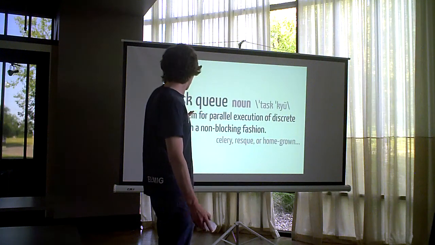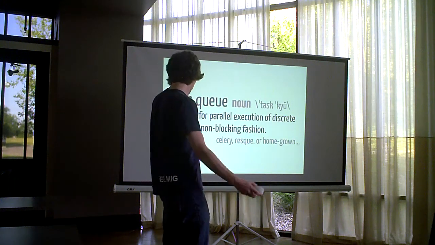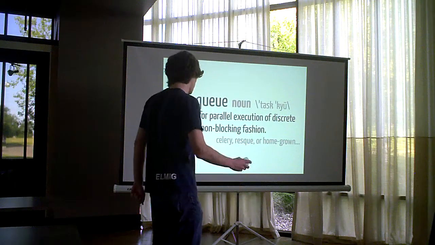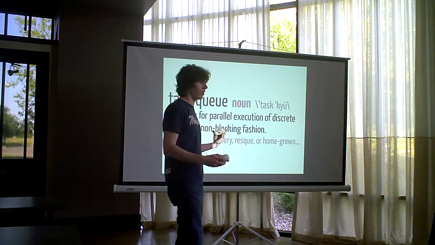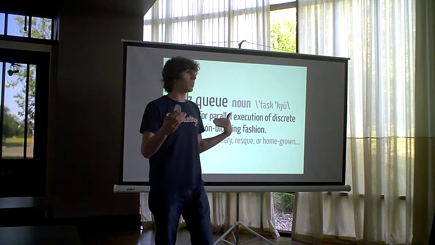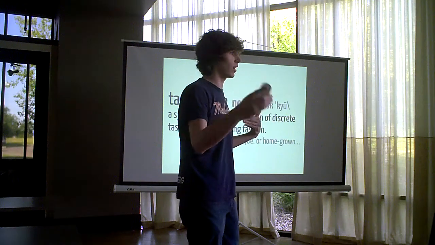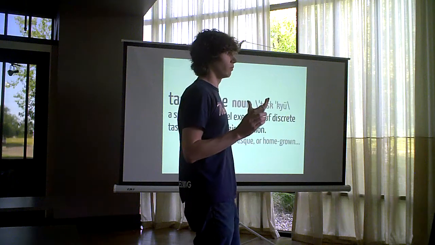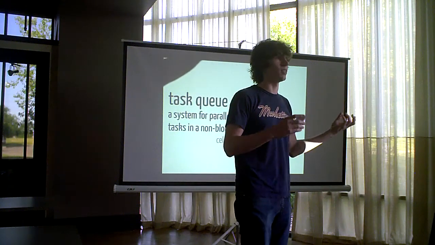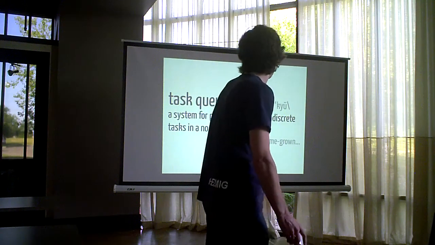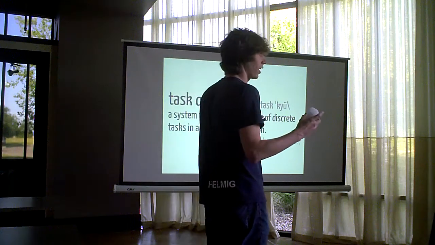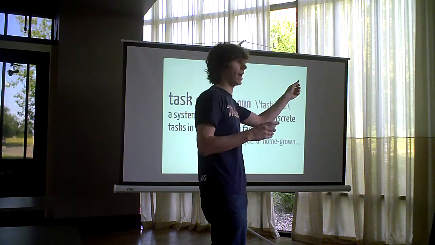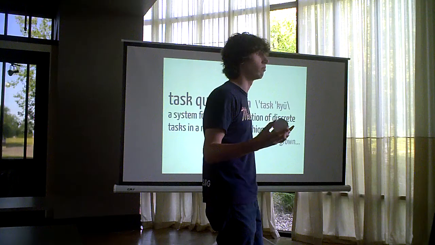I have this kind of ridiculous explanation: a system for parallel execution of discrete, non-blocking tasks. Parallel in the sense that you can run as many of these workers as you want to take care of tasks at the same time. Discrete in the sense that you provide it as much data as it needs to complete tasks. And non-blocking, so it doesn't need to have one particular task precede another one.